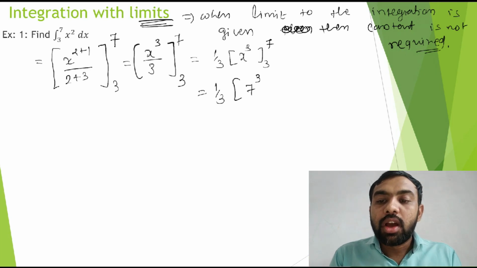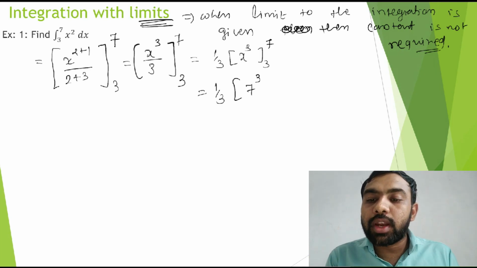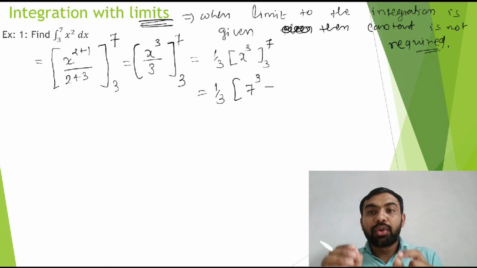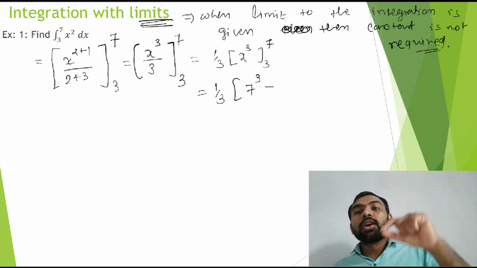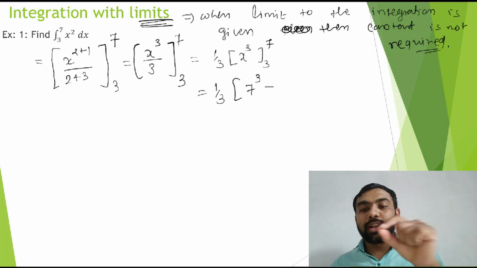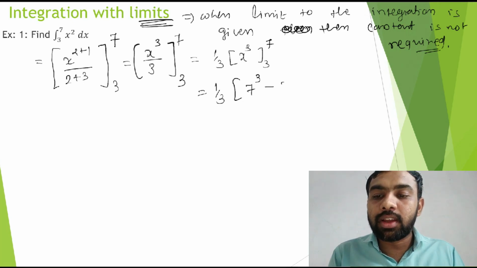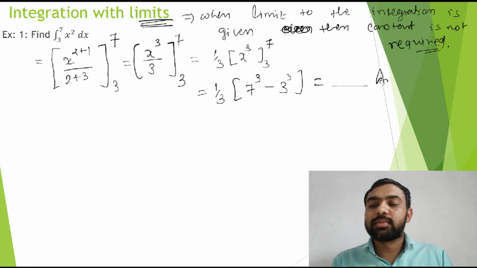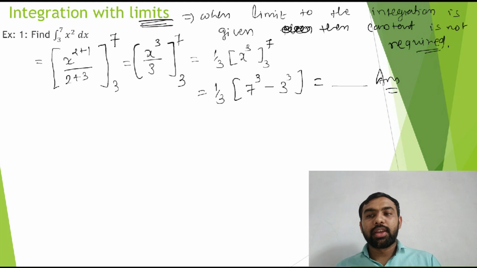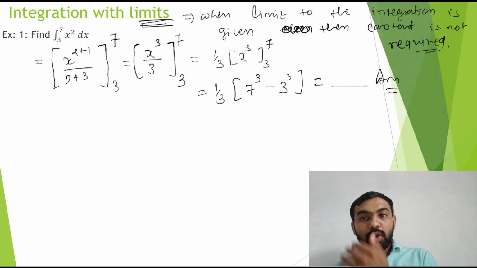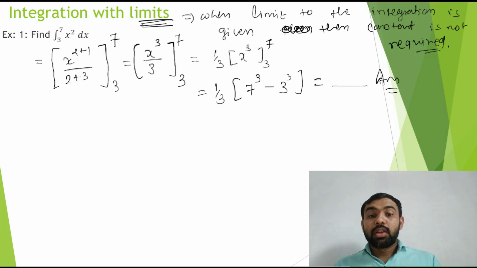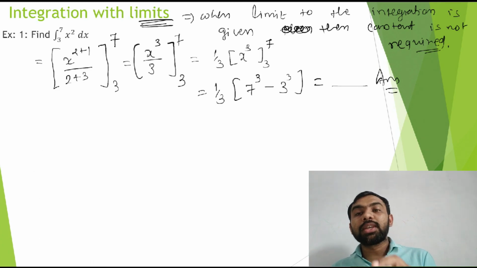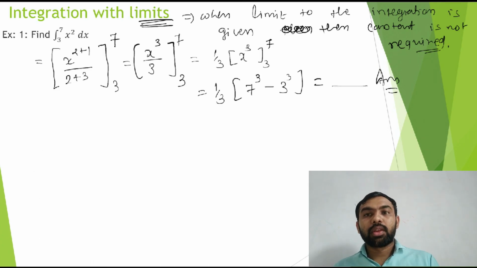So 7 raised to 3. Before you put the lower limit, put one negative sign. So minus the lower limit, 3 raised to 3. And simplify, this is your answer. So here c is not required. Before you put the lower limit, you must put one additional negative sign.